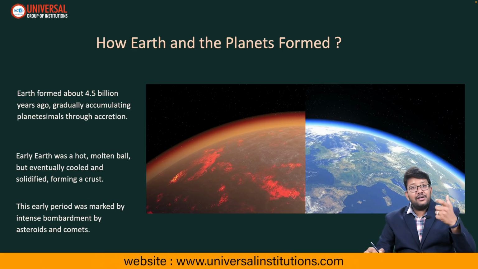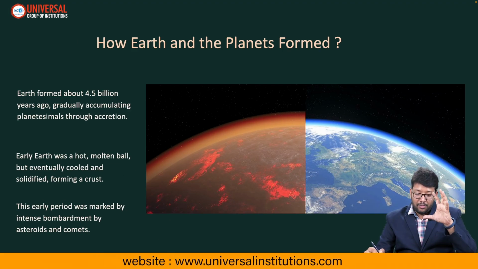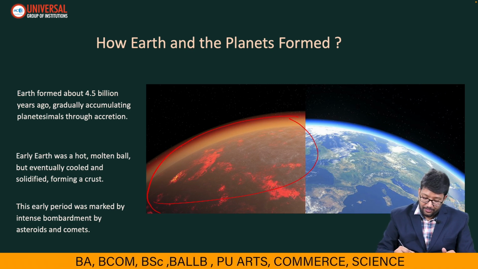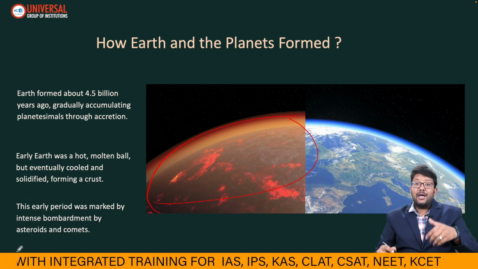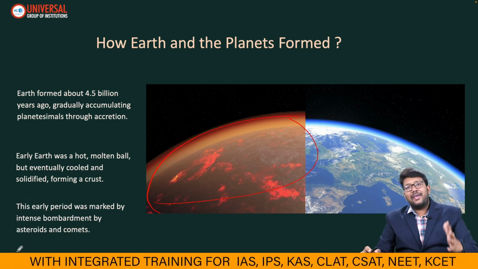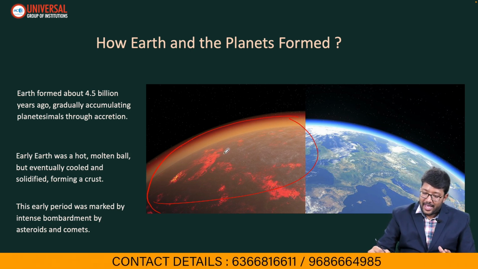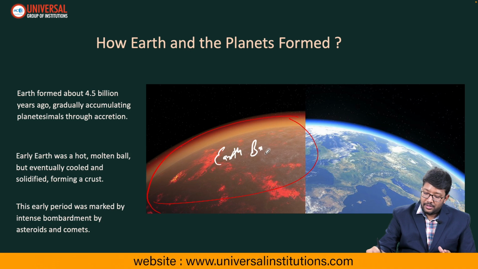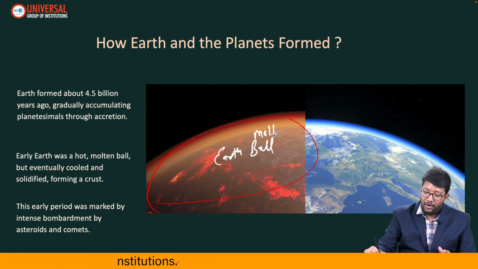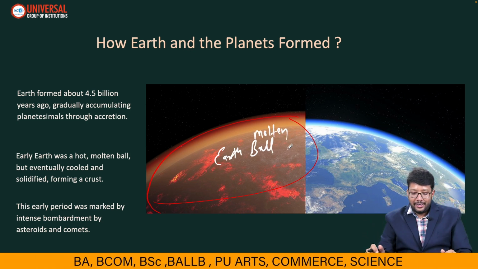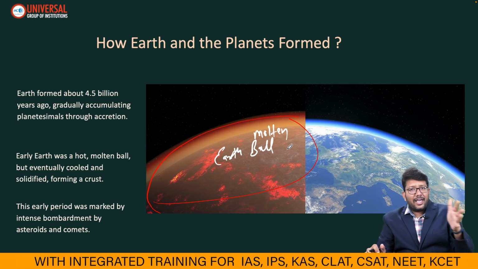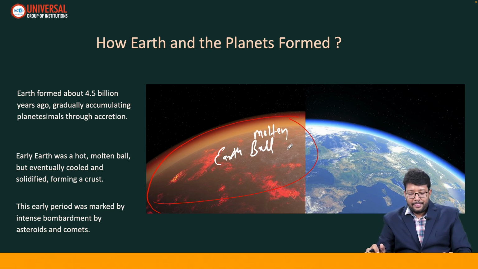Now the early Earth was a very hot, molten ball, as you can see in the diagram. When this nebula exploded, a lot of energy was released, and because of that our Earth was a molten ball. There was a lot of temperature, and no life, nothing, no atmosphere also.